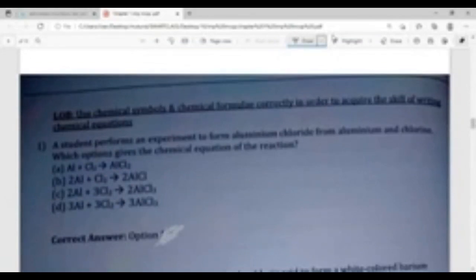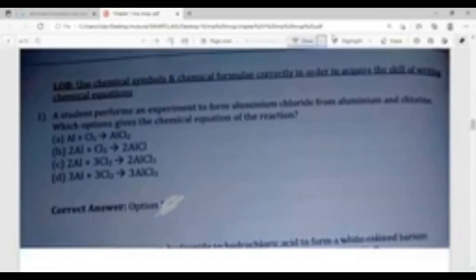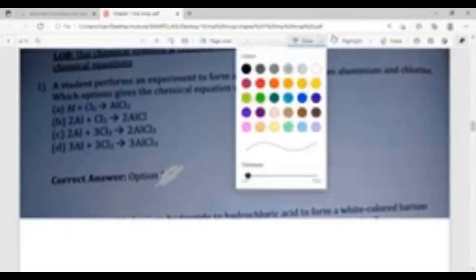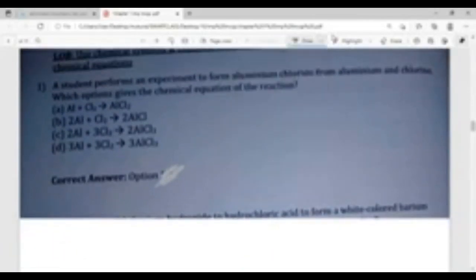So let us look at the question, dear students. Let me read the question for you. A student performs an experiment to form aluminium chloride from aluminium and chlorine. Which option gives the chemical equation for the reaction?